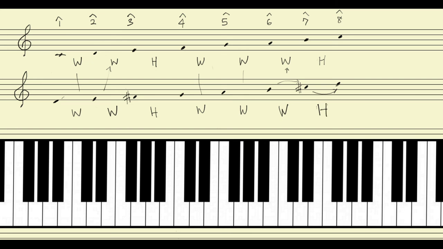And look at that. We've changed our pattern of half steps and whole steps, so now we have whole, whole, half, whole, whole, whole, half. And let me just play that so our ear can confirm that that is the case. There it is, a major scale starting on D.